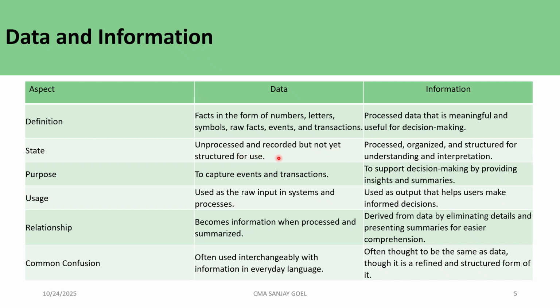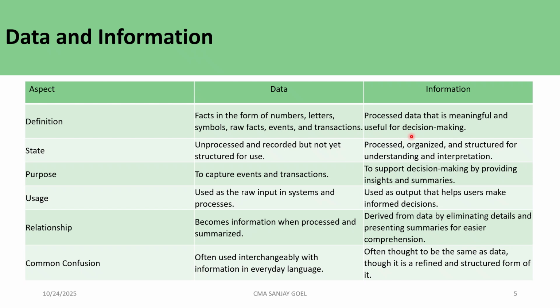It means the data we get is unprocessed. It is only recorded, but it is not in a structured format. Purpose: to capture events and transactions. Uses: it is a raw input. Relationship: when we get the data, we use it for information purposes. Often used interchangeably with information in everyday language. When we say data and information, generally we use both words interchangeably.